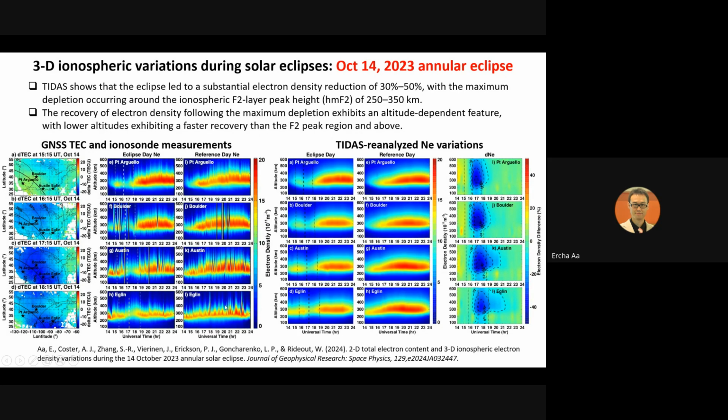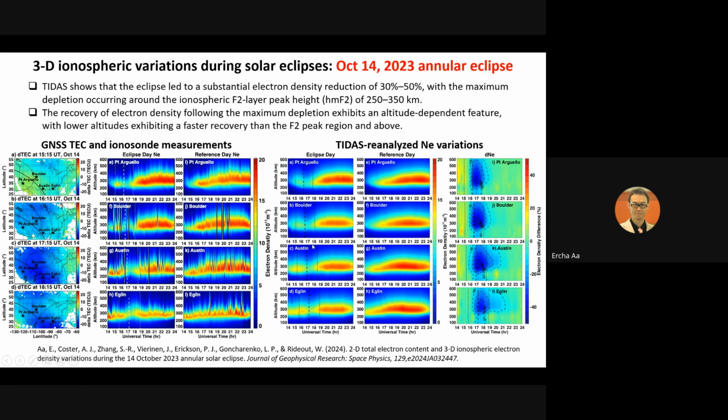But one thing I want to note is that these automatic ionosonde measurements have sporadic data gaps, and they also have outliers. So we can only use the ionosonde data to do a preliminary estimation of the reduction level. But in order to provide a more detailed quantitative analysis of the reduction level, we are using our TIDAS model. So this is the TIDAS reconstructed electron density during the eclipse day.